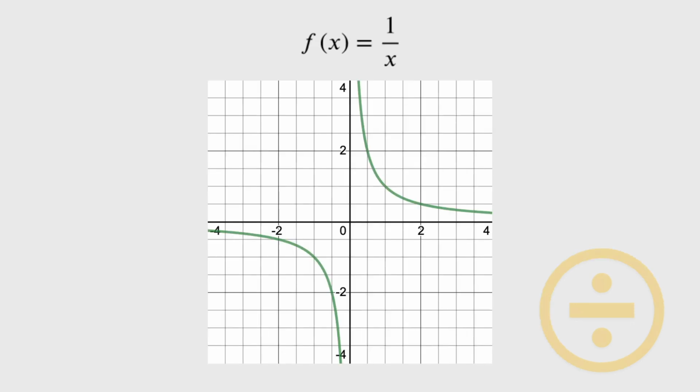And if you remember, the rational functions come from our reciprocal function. And the reciprocal function, if you remember, f of x equals 1 over x, had a vertical asymptote at 0 and a horizontal asymptote at 0. And we'll use this understanding of the reciprocal function to help us graph our rational functions, as well as understand the characteristics of our rational functions.